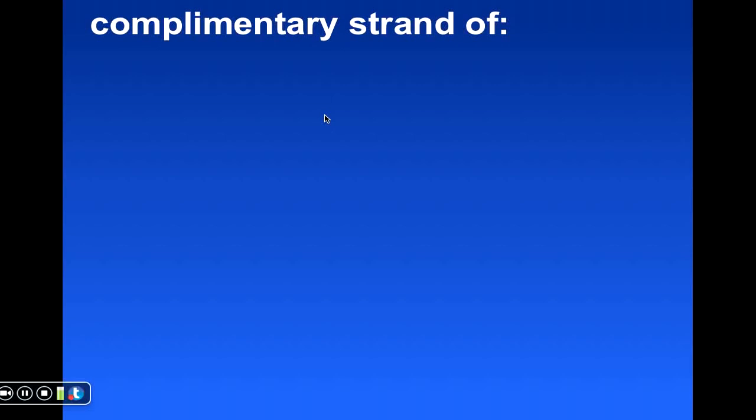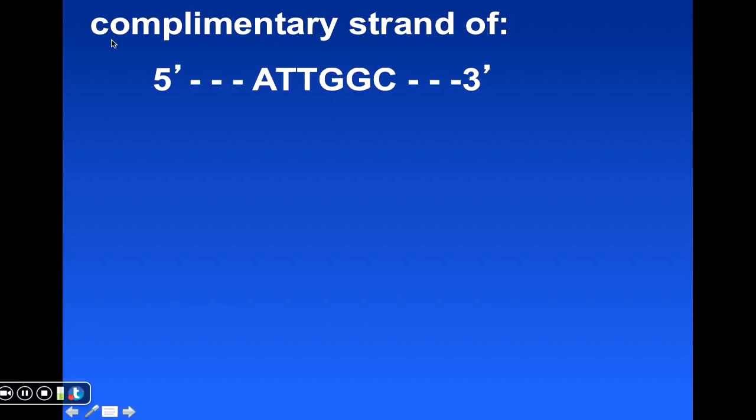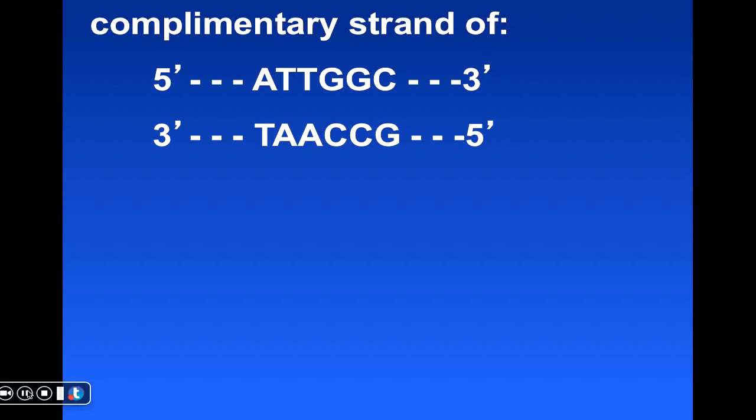DNA also displays complementary base pairing. If you know the sequence of bases in one strand, say in a 5' to 3' direction, we have ATT, GGC, you of course can easily deduce the sequence of bases in the adjacent strand. A's always bind with T's, and G's always bind with C's. So this complementary base pairing is very characteristic of DNA molecules.